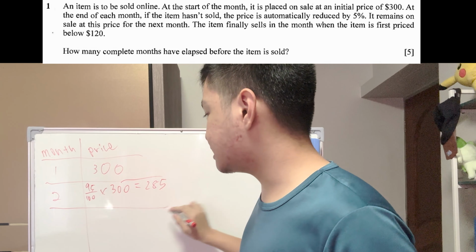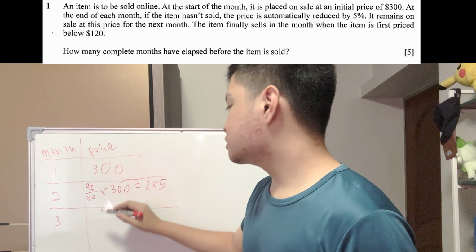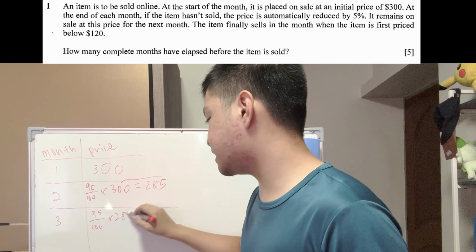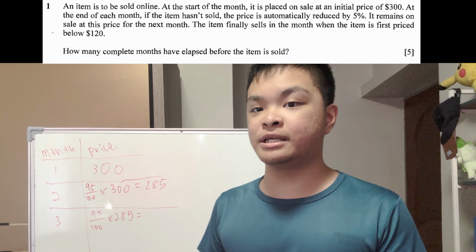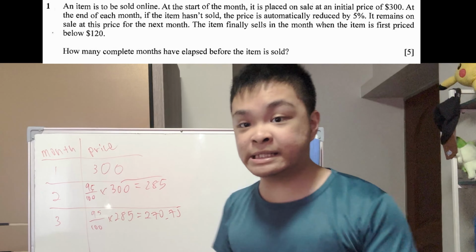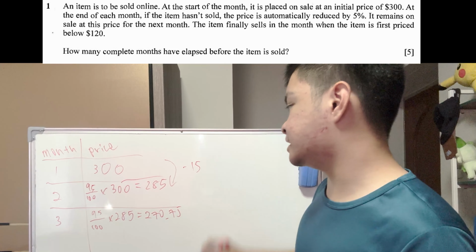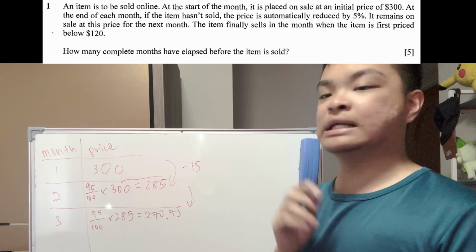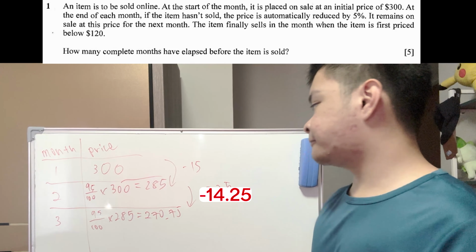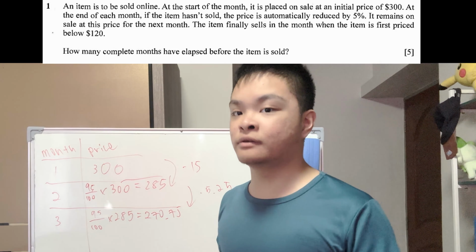On the third month, it is actually 95% of that. So 95 over 100 times 285 will give me 270.75. So we can already see there's a pattern. From here to here, the decrease is minus 15. But from here to here, the decrease is 14.25. So the decrease is going to go down exponentially.